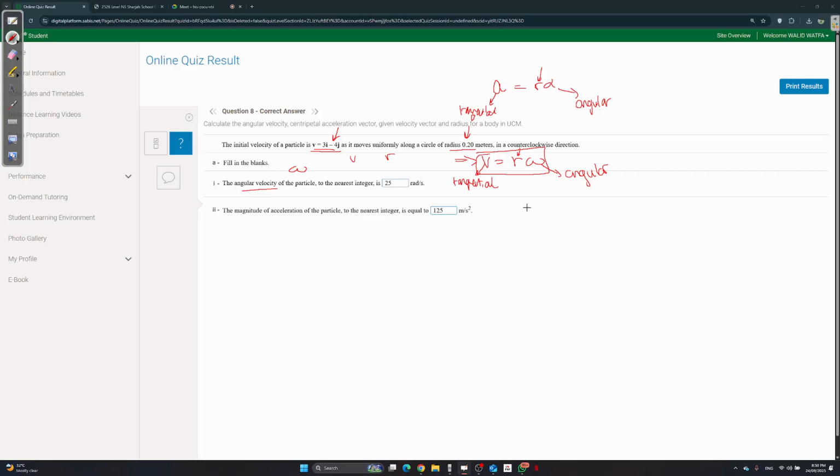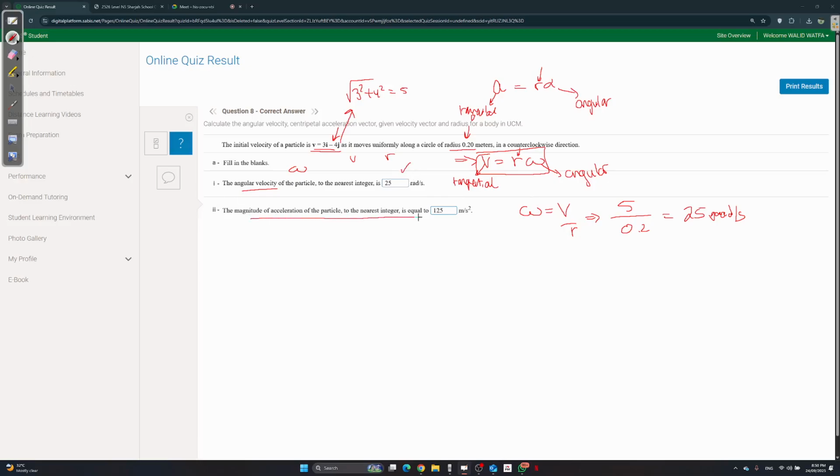v is equal to r omega. So if you want to find omega, it's just going to be v divided by r. v is 3i minus 4j. Can I work with a vector? Never. So radical 3 squared plus 4 squared, which is 5. So it's going to be 5 divided by r, which is 0.2. So you get 25 rad per second.